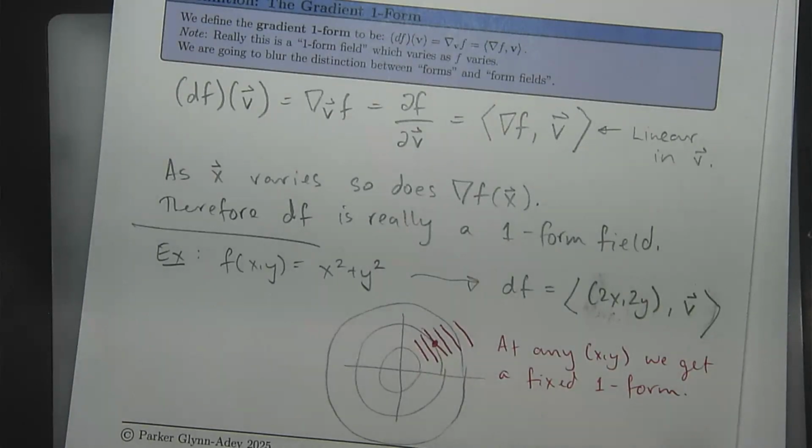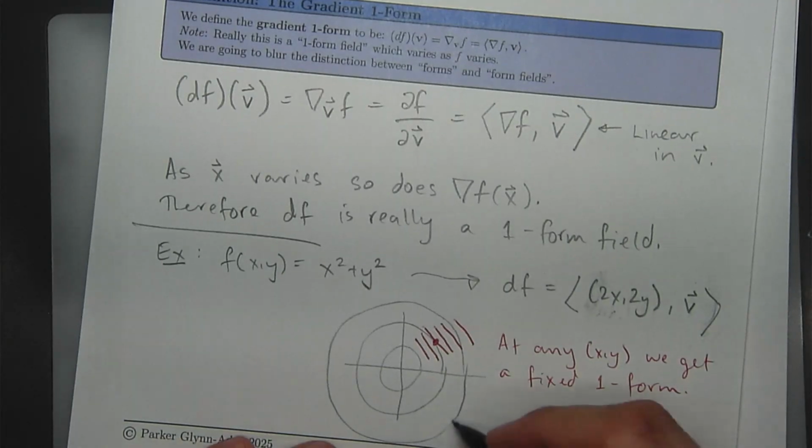Oh yeah, go ahead. So the circles are the level sets of the function, but then the tangent lines are the one form. Yes, so yeah, this red stuff is the one form. These are the level sets of the function.